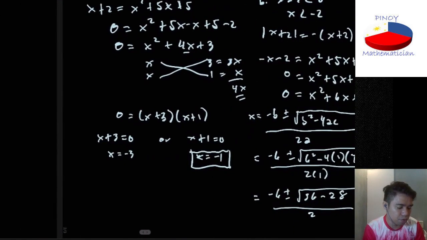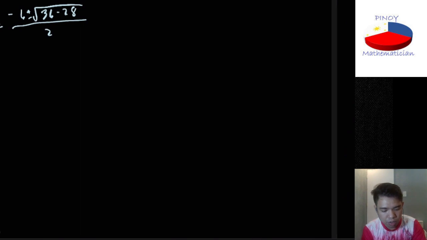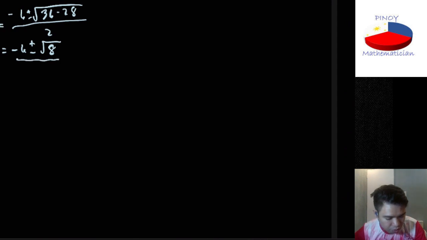So let's review if everything is correct. Okay. Then we're going to continue solving, simplifying. 36 minus 28 is 8. Plus and minus the square root of 8, all over 2. Then we can simplify this further, since 8 is 4 times 2. The square root of 4 is 2, and we leave the 2 inside.